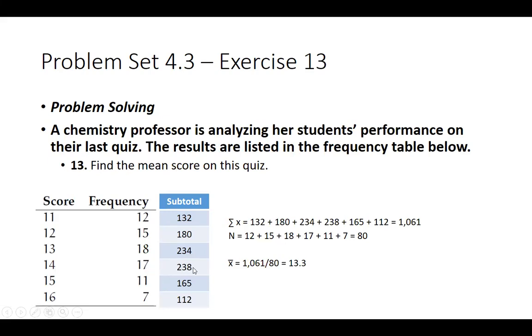14 times 17 is 238. 15 times 11 is 165. 16 times 7 is 112. We add those all up. 132 plus 180 plus 234 plus 238 plus 165 plus 112 is 1061. So the sum of our X's is 1061 divided by N, that's divided by 80. 1061 divided by 80 gives us a mean of 13.3.